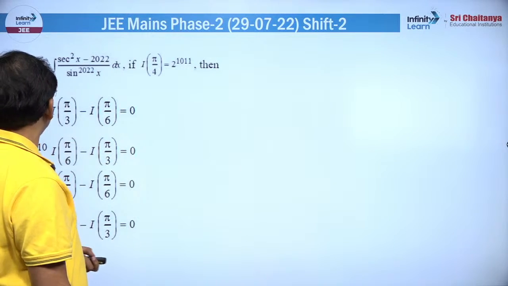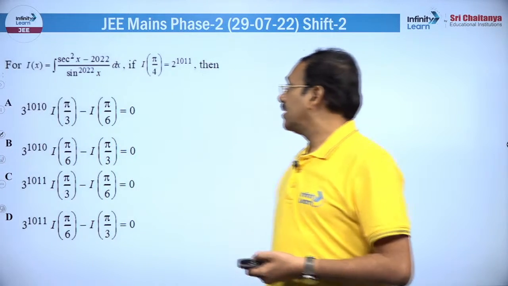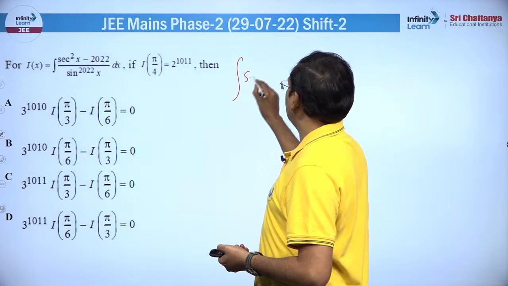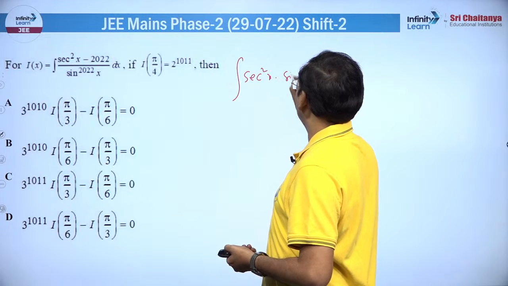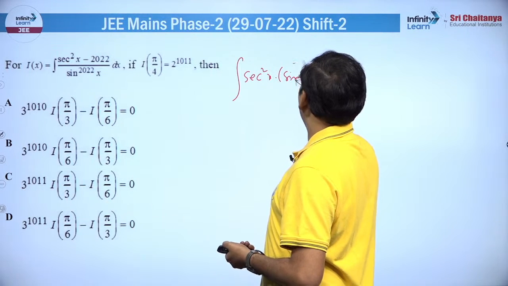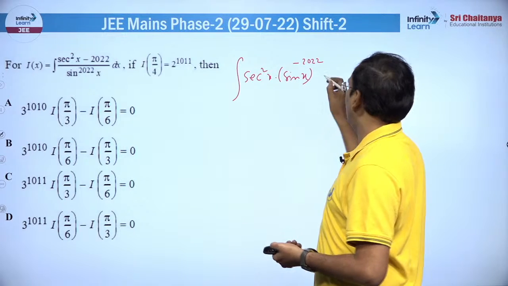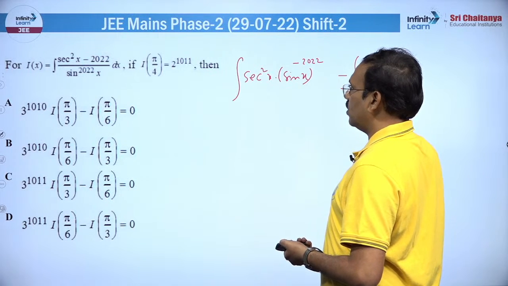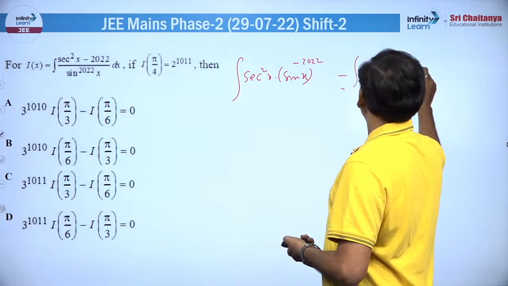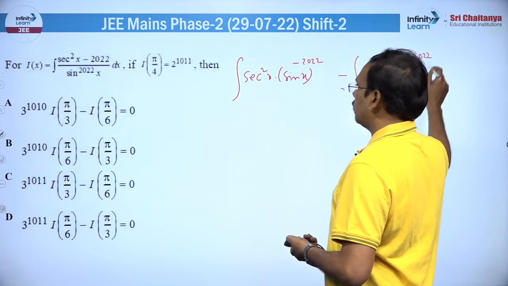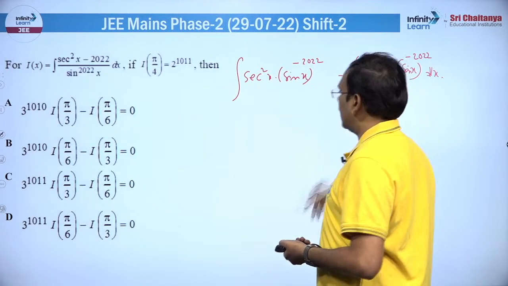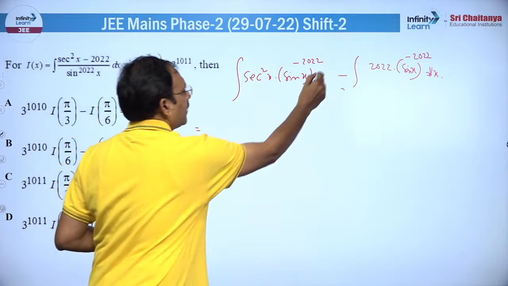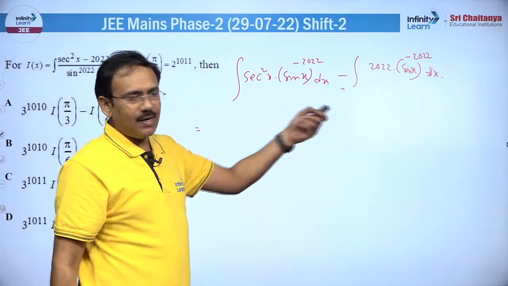That's all. Next, you see this particular indefinite integral, I of x is given like this: integral of secant square x into sin x to the power of minus 2022, minus integral of 2022 into sin x to the power of minus 2022 dx. This is the integral given. You just try to separate, my dear friends. Here you just apply integration by parts. So the second one, let it be the first function.